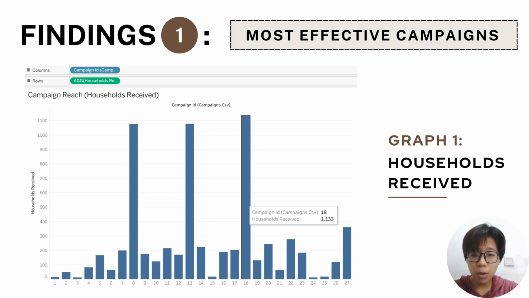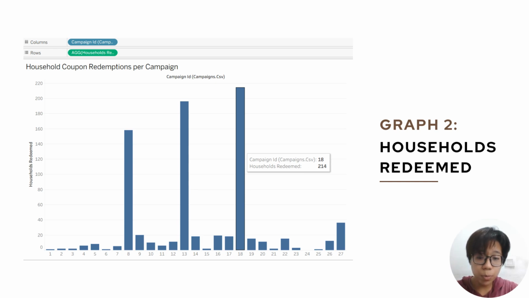Now, let's move on to our findings on the most effective marketing campaigns. To evaluate campaign performance, we calculate campaign effectiveness, which is the ratio of households that redeem coupons to households that receive the campaign. First, this graph shows the campaign reach, the households received. It illustrates how many households were targeted by each campaign, giving us an overview of campaign reach. Next, Graph 2 presents the households redeemed per campaign, which shows the number of households that actually redeemed the coupons. This helps us to compare customer engagement across different campaigns.